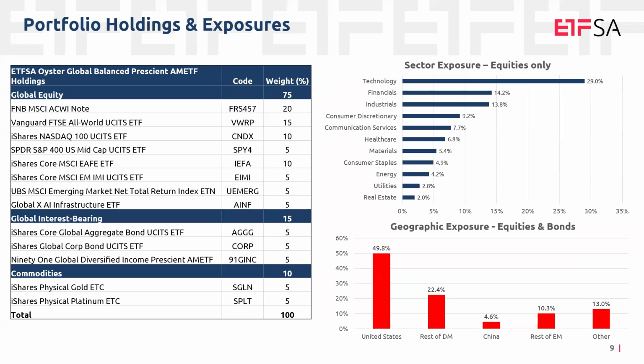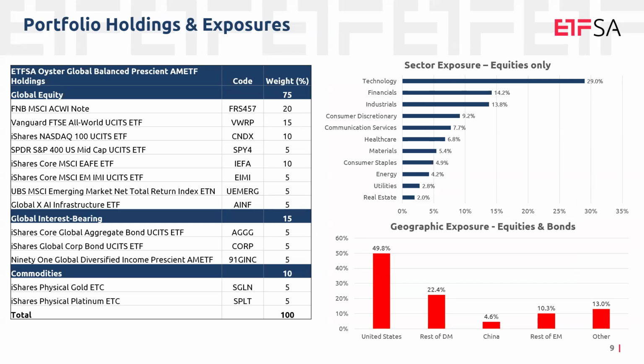So what does the portfolio look like? This is the underlying holdings of the Oyster ETF. And you'll see there that you'll recognize some of those names. You'll see a lot of that core holding, the All Country World Index, the Vanguard, the FTSE All World Index. So those are still our core holdings.